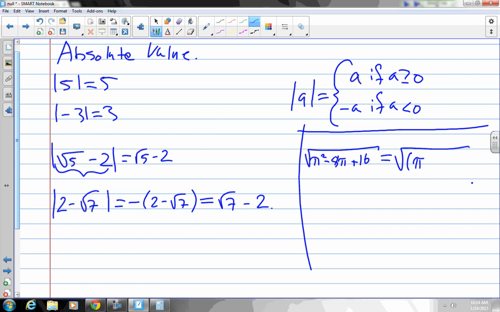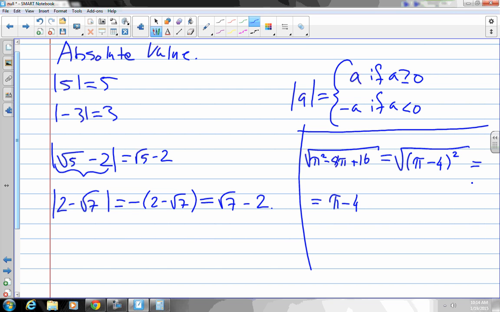It factors into pi minus 4 quantity squared, right? If you just factor that's a perfect square. Now, do you remember how to take a square root of a square? What is that going to give you? Pi minus 4, but pi minus 4 is negative. Is that right? Can a square root equal a negative number?